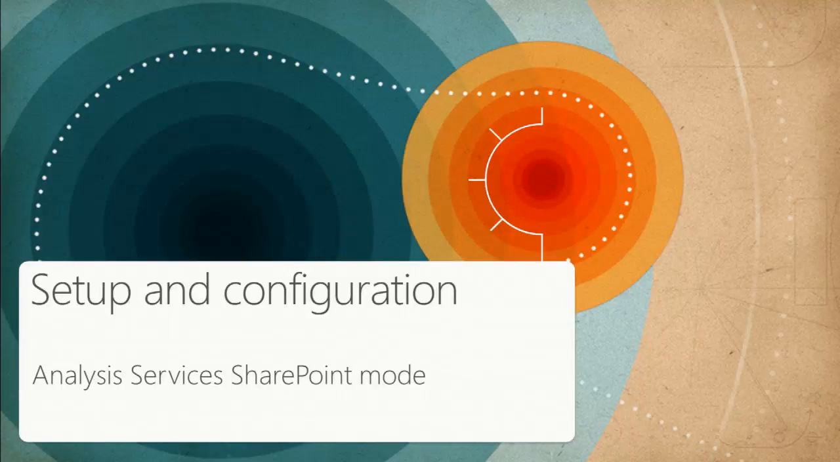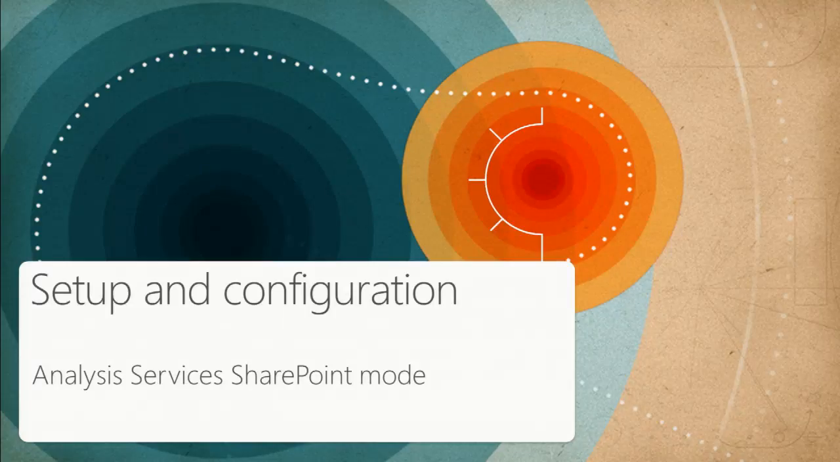So how do you do this? I'm going to run through the next couple of screens. I'm installing Analysis Services SharePoint mode. I could also be installing Analysis Services SharePoint mode along with Power Pivot for SharePoint. And the distinction is, if I'm installing it on a server that doesn't have SharePoint on it, I'm going to get Analysis Services SharePoint mode. If I'm installing it on a server that does have SharePoint on it, I'm going to get Analysis Services SharePoint mode and Power Pivot for SharePoint, the add-in.